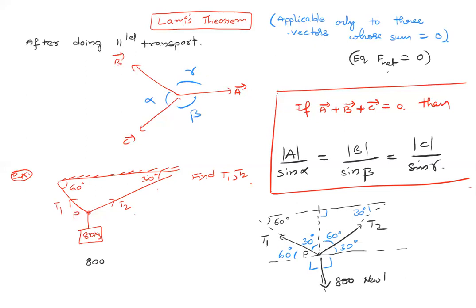So 800 by sine of 90 is equal to T1 by sine of (90 plus 30), because that is the angle opposite to T1, which is equal to T2 by sine of (90 plus 60). Solve for T1 and T2, you will get the answer. This is how you solve questions using Lami's theorem. So with this part, subtraction, Lami's theorem, and plotting coordinates is done. Next class we'll see product of vectors.